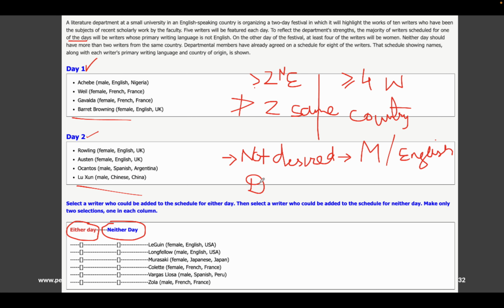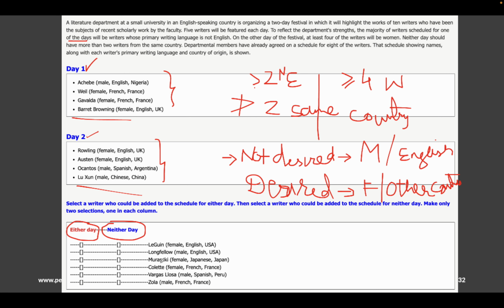And the most desired group, or the most desired individuals are people who are females and people who are from other countries. So when I say other countries, countries which are not really part of these groups. So these are the people who are desired a lot. So from here, you can easily say, person who would be selected on either of the days should be the person who's desired the most. So it should be a female from a country which is not part of these countries.